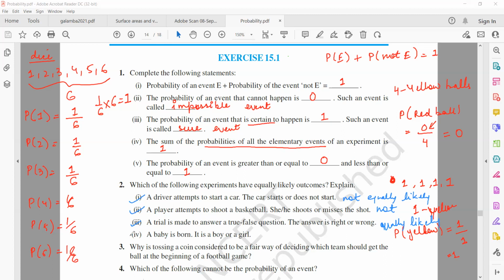Fourth, a baby is born. It is a boy or a girl. Equally likely. Yeah. I think the question should not be here because there's a third gender as well. But anyway, we consider it to be equally likely.